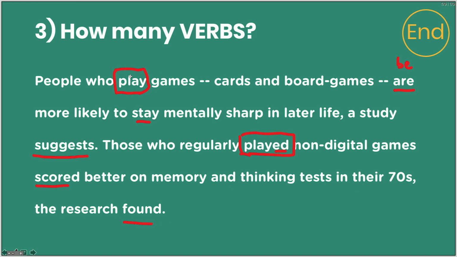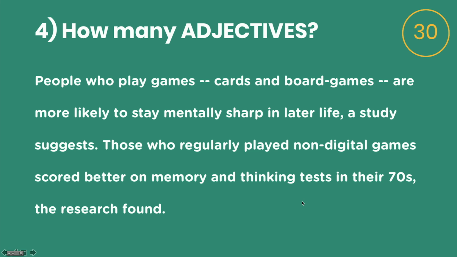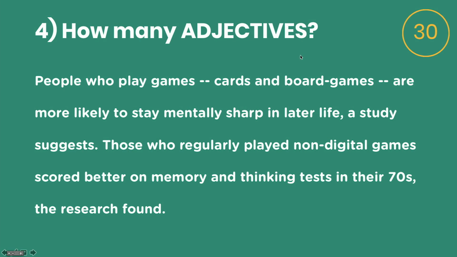So we've got 1, 2, 3, 4, 5, 6, and 7 points there. Put into the chat how many you got for verbs, and hopefully you're keeping a tally of your overall score. Let's look at adjectives now, and my hint for adjectives is that they describe something. In other words, they describe a noun. So have a look at this paragraph. Look for the descriptions, the descriptive words. How many can you find?